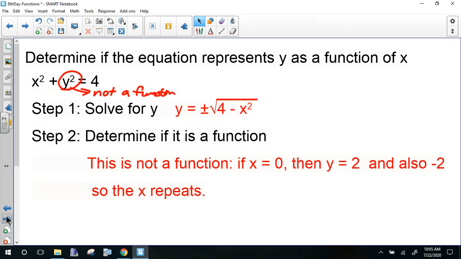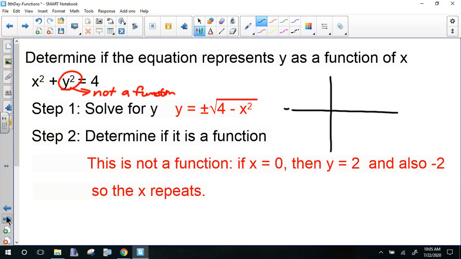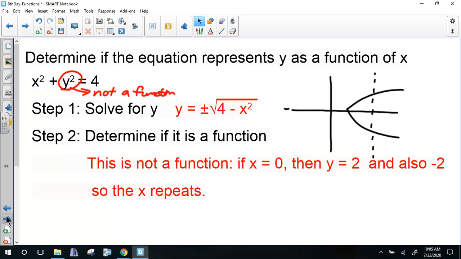So the x repeats. And if we were to graph this, this is what's known as a sideways parabola. It looks something like this. It fails the vertical line test. We have 2 x values for every y. Okay. So if you see a y squared, it is not a function.